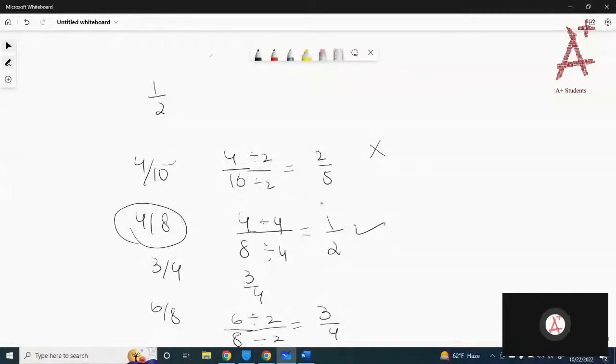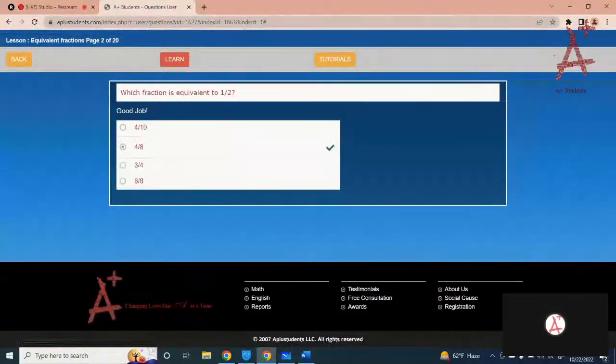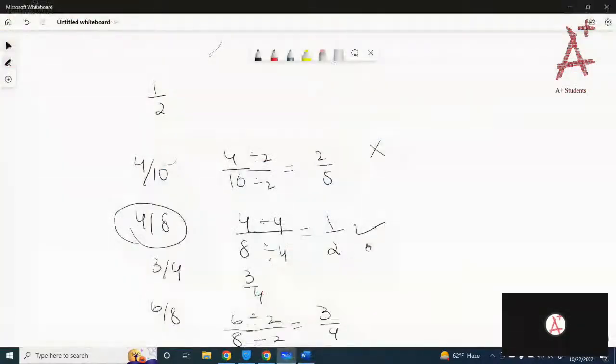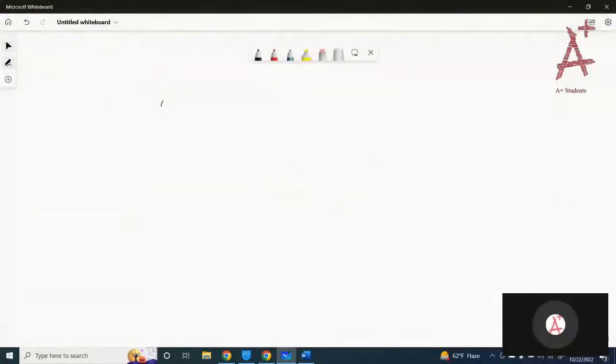Just select the correct option and then click on the OK button. The correct option is 4 over 8. Got it? Okay, the next one is type the missing number that makes the fraction equal. Okay, that is 4 divided by missing number, and that equals 2 divided by 4. The options are 8 and 6.